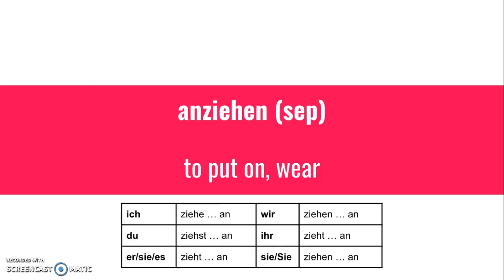Another separable verb we have is anziehen. Anziehen means to put on or to wear. Again, ziehen is regular, so no surprises, and an moves to the end as we just saw in anprobieren. Make sure you're copying these verbs down in your chart.